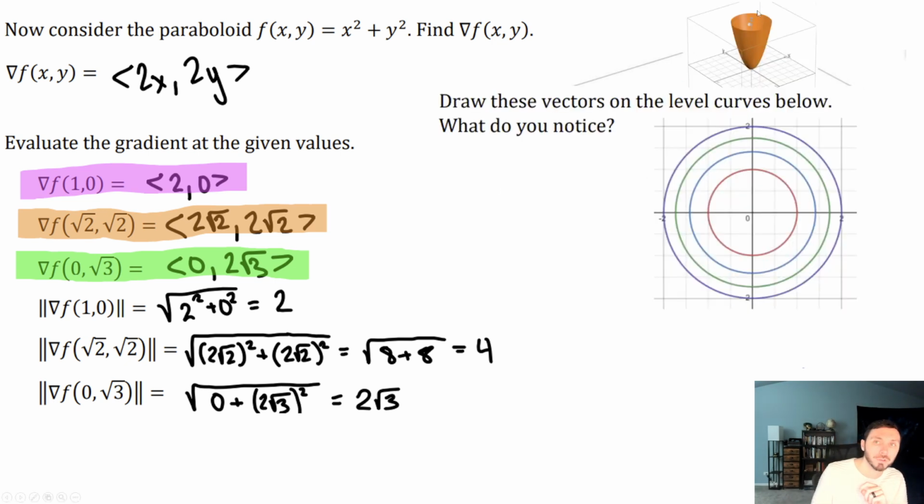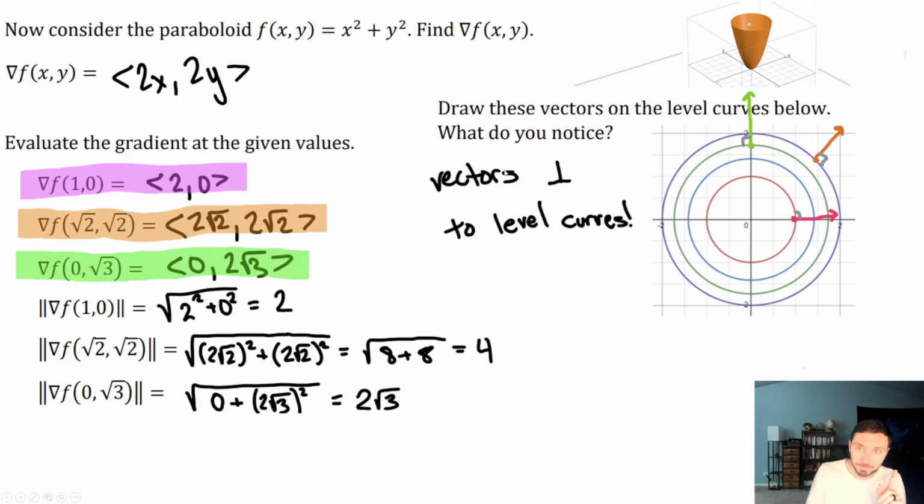So the contour plot of a paraboloid is just this basic set of concentric circles. If I were to draw each of these vectors onto this contour plot, you're going to notice a particular phenomenon. I'll show you right now. 3, 2, 1. You'll notice that each of these gradient vectors are parallel to their level curves.